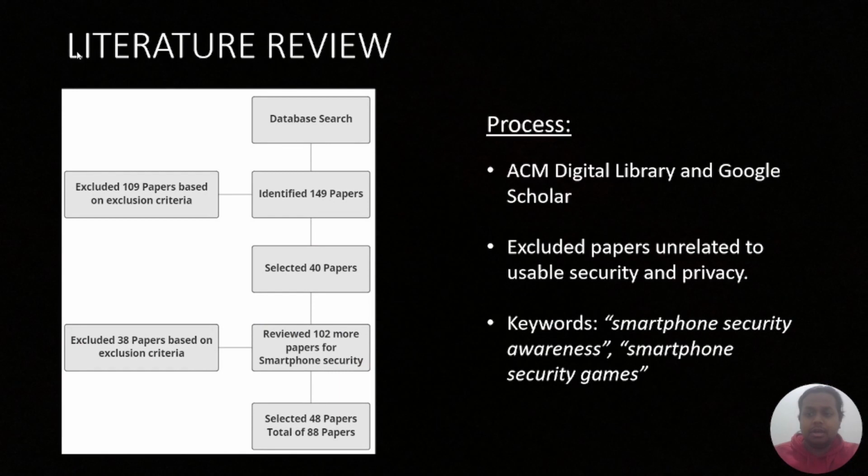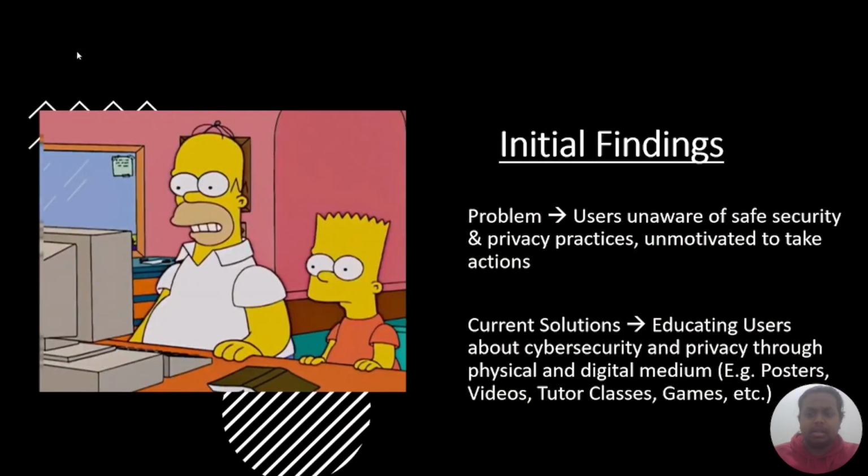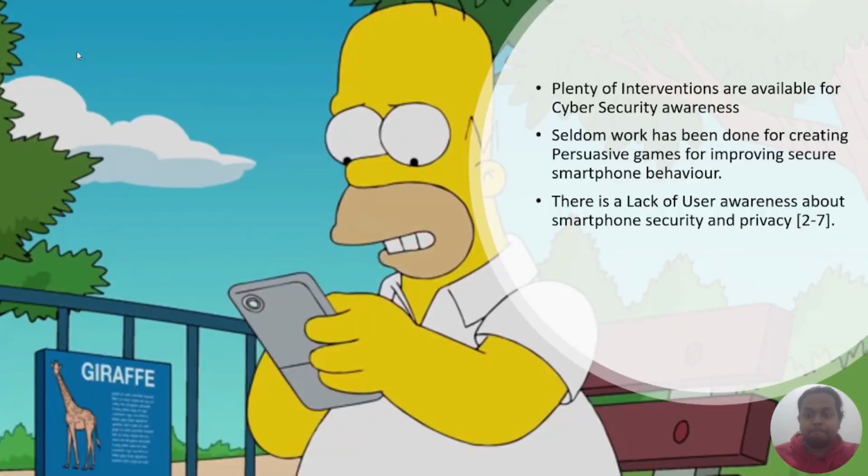For the literature review, we used ACM Digital Library and Google Scholar to search for peer-reviewed research papers. We used specific keywords like smartphone security games or smartphone security awareness and excluded papers that were not related to usable privacy and security. Overall, it was evident that the users were not aware about cybersecurity and were not motivated to protect themselves. Currently, there are various interventions like posters, videos, and games to motivate users to follow security and privacy etiquettes. But for smartphone security, the number of interventions is limited, and recent research shows that there is a lack of user awareness about smartphone security and privacy.